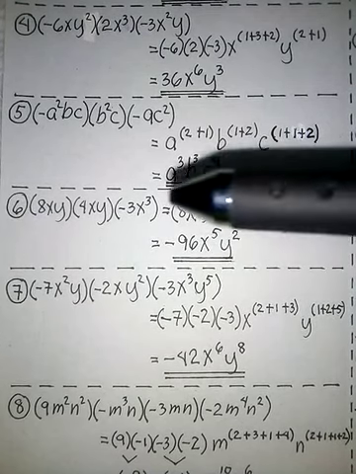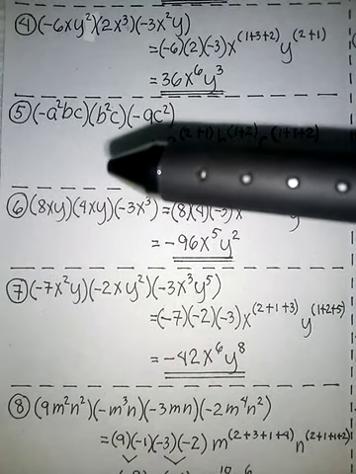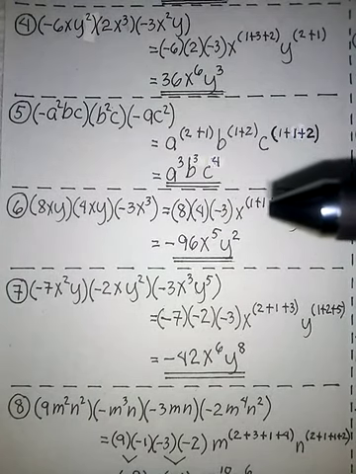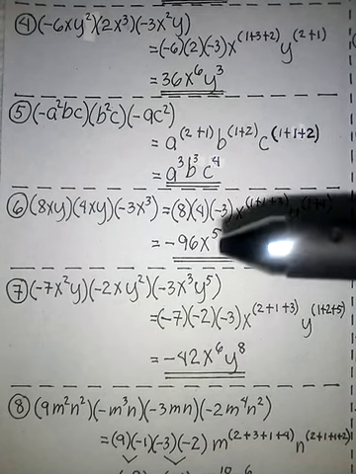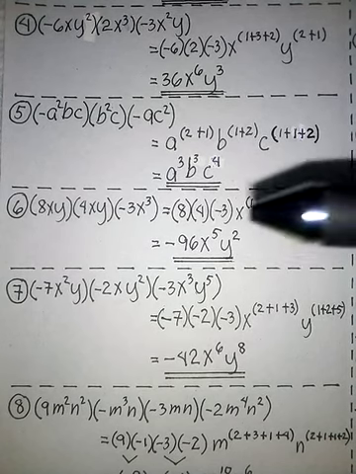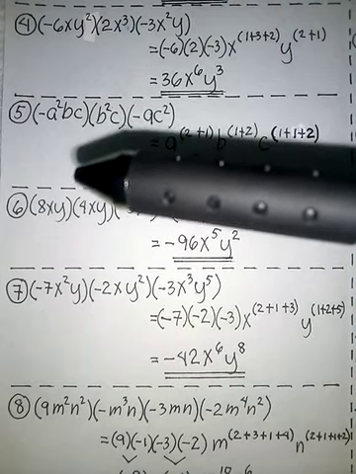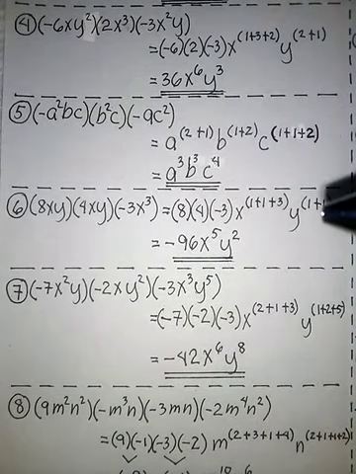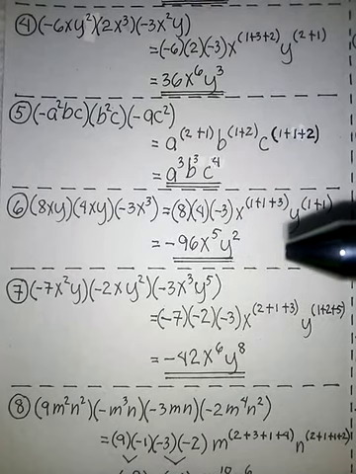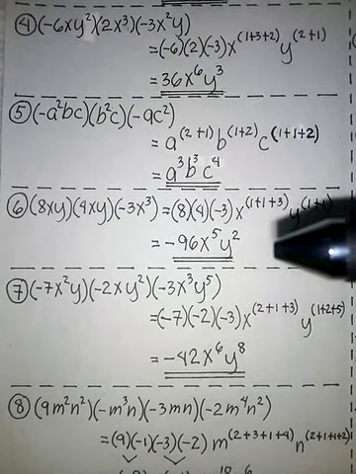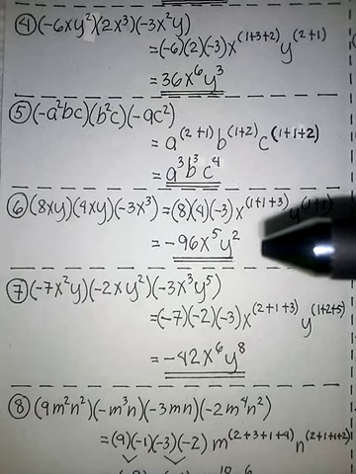So, for the variable x, we have the exponent 1, 1, and 3. So, we have to add 1 plus 1 plus 3 is equal to 5. So, we have x to the 5th. And then, for variable y, we have 1, 1. So, y, 1 plus 1 equals 2. So, we have y squared. So, the final answer is negative 96 x to the 5th y squared.